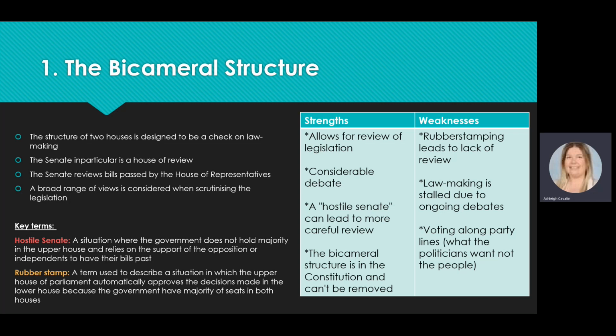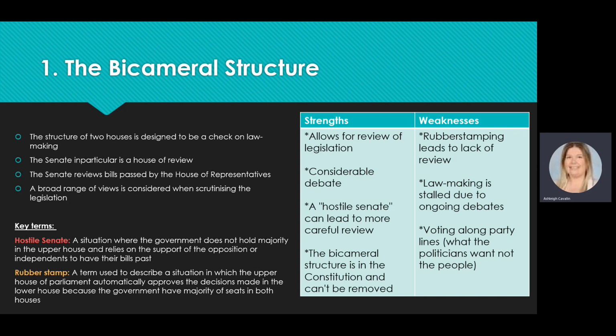Alternatively, we have the opposite scenario, which is rubber stamping. This is a term used to describe a situation where the upper house of Parliament automatically approves decisions from the lower house because the government do have majority of seats in both houses. Neither is a great situation.